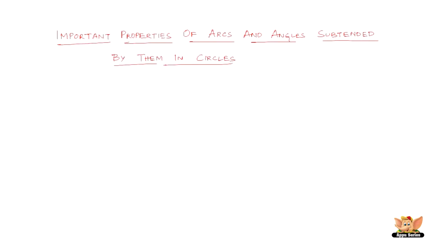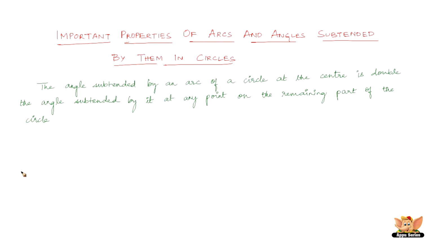In this video, let us look into the important properties of arcs and angles subtended by them in the circles. So, here is one of the properties. The angle subtended by an arc of a circle at the center is double the angle subtended by it at any point on the remaining part of the circle. Now this is the property, and this seems pretty simple.